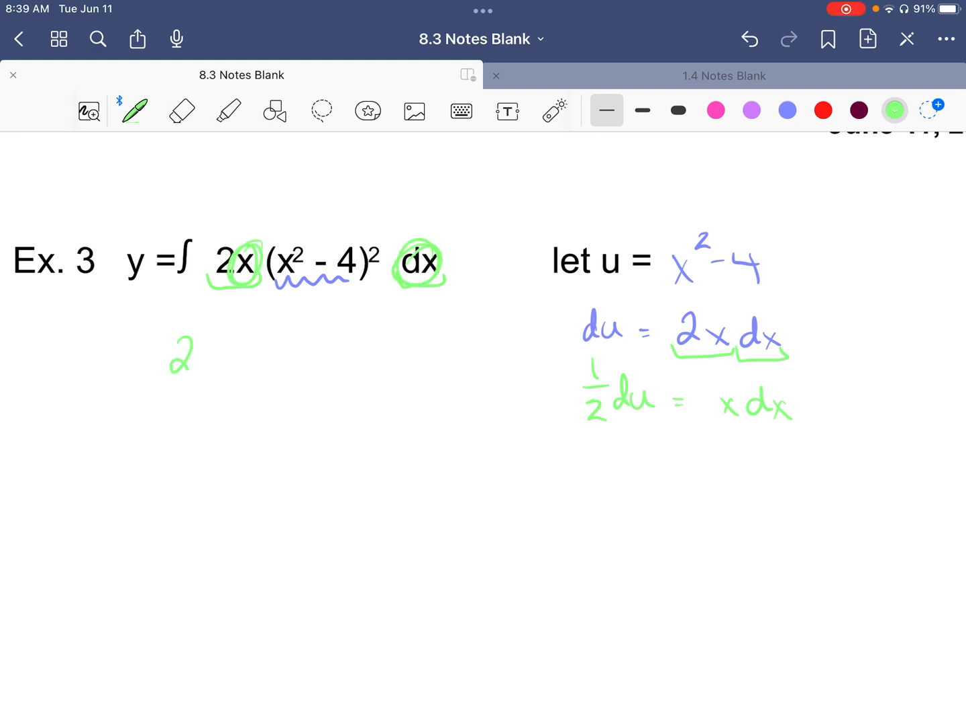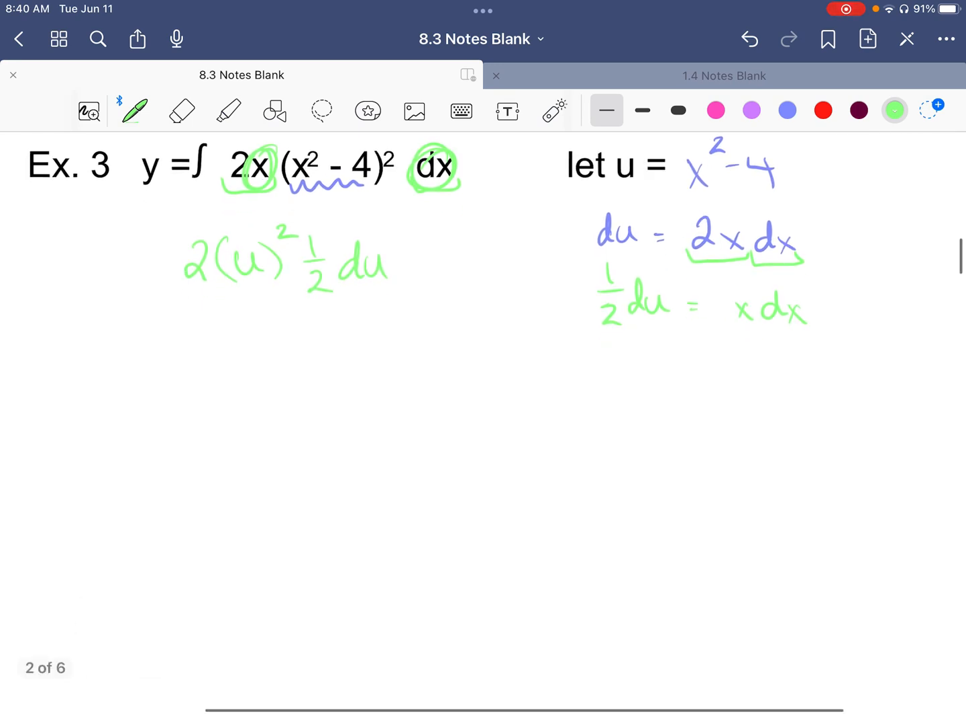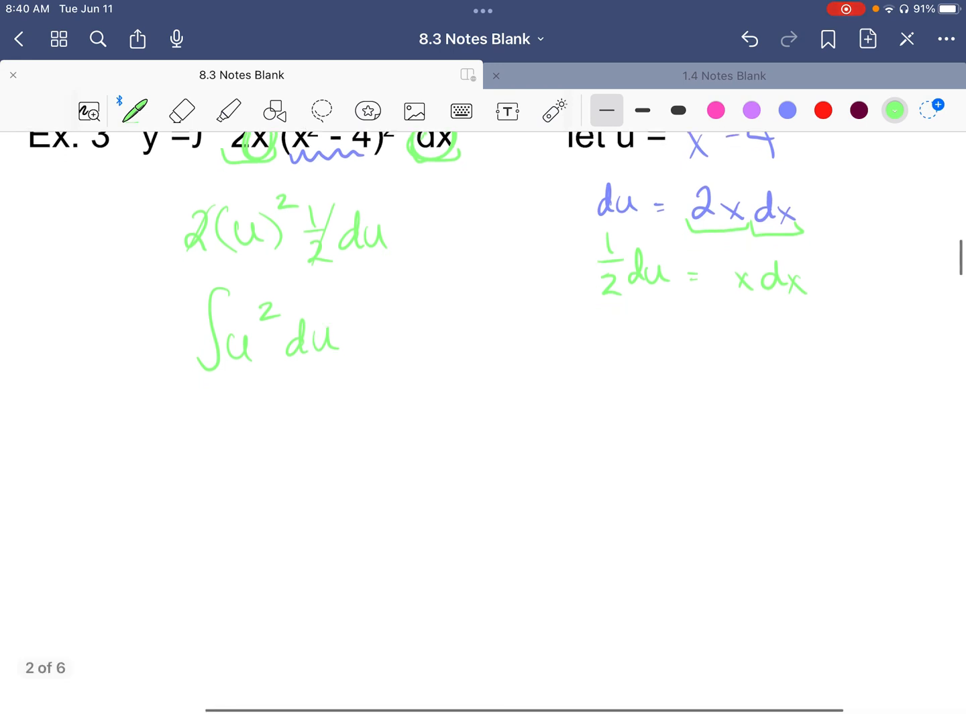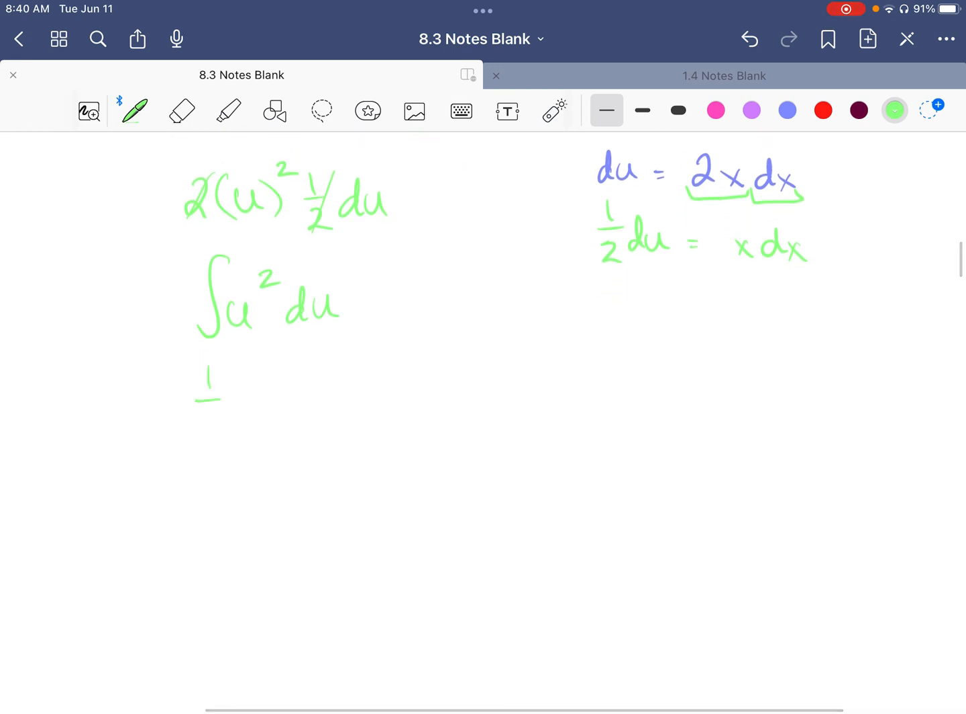So we're substituting the x, we're substituting the dx. So we've got 2, and we replaced this with u squared, and x dx was replaced with 1/2 du. So simplifying, we've got the integral of u squared, because 2 times 1/2 is 1, du. And that's a pretty nice thing to take the integral of.